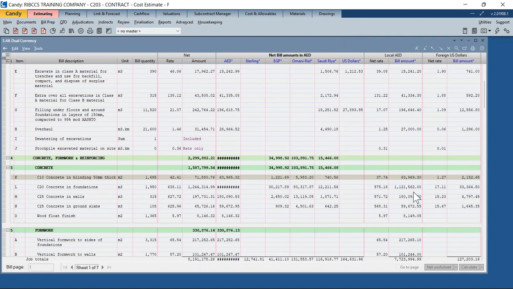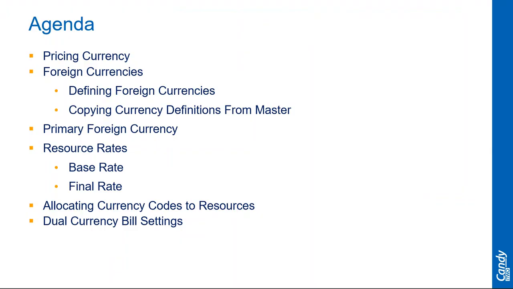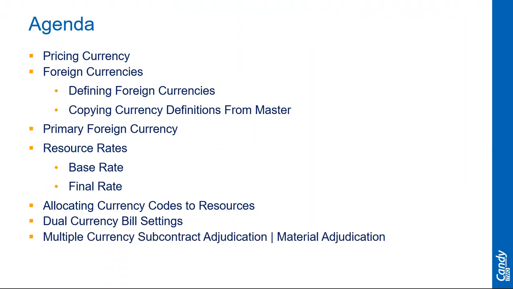Right. So we have looked at the dual currency pricing. The next thing that I would like to show you, let's get back to the PowerPoint. The next thing on the agenda is the multiple currency subcontract adjudication, and the multiple currency material adjudication. So how does it work now?